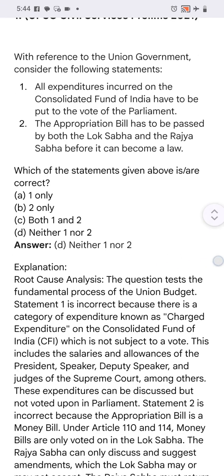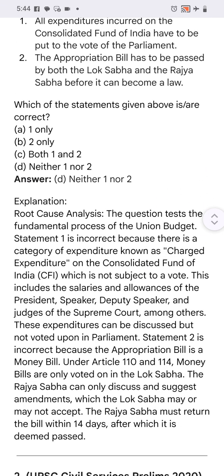Let's understand. The question tests the fundamental process of the Indian budget. Statement one says all expenses incurred on the Consolidated Fund of India have to be put to the vote of Parliament. There is a category of expenditure known as charged expenditure on the Consolidated Fund of India, which is not subject to vote. This includes salaries and allowances of the President, Speaker, Deputy Speaker, and judges of the Supreme Court, among others. Those expenditures can be discussed but not voted upon in Parliament.